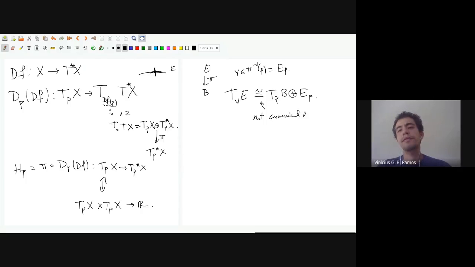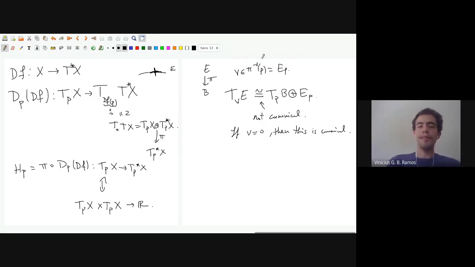But if V is 0, then this is canonical. Okay, I won't say more about this, but you can read any book about vector bundles and connections.